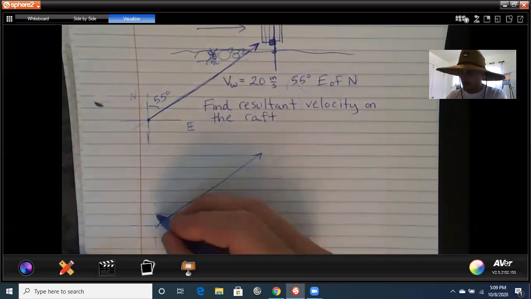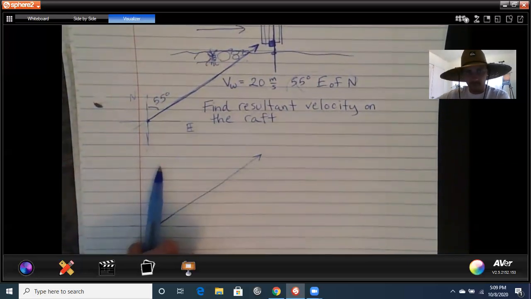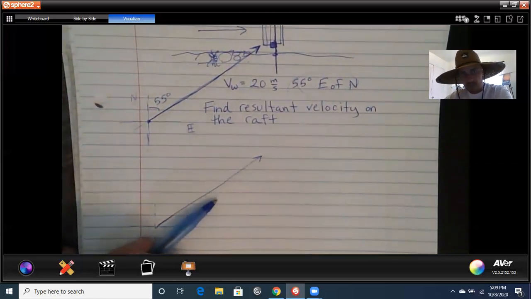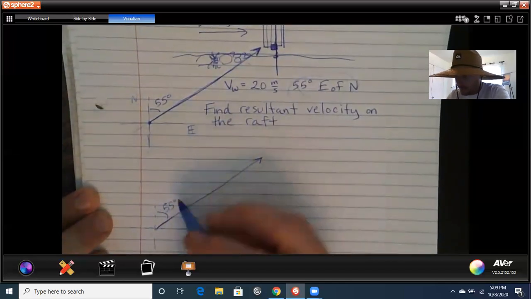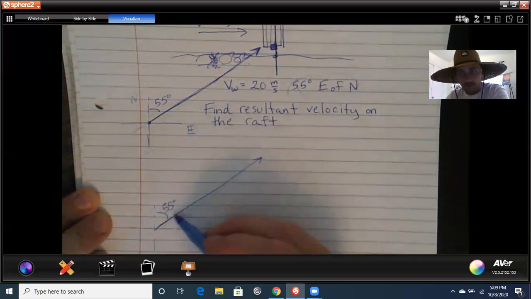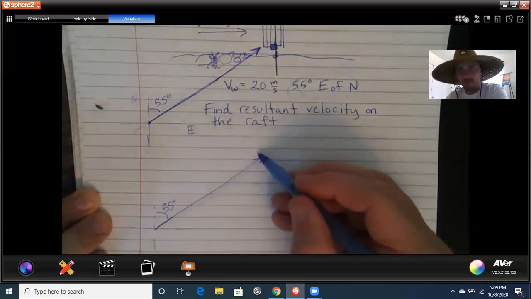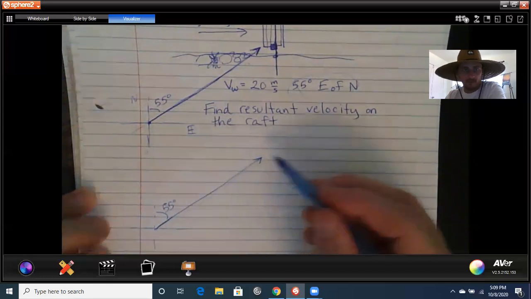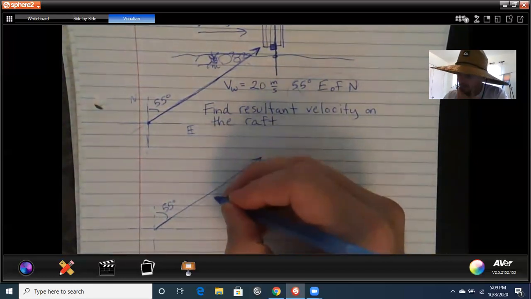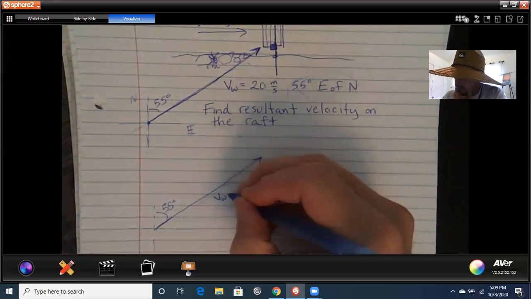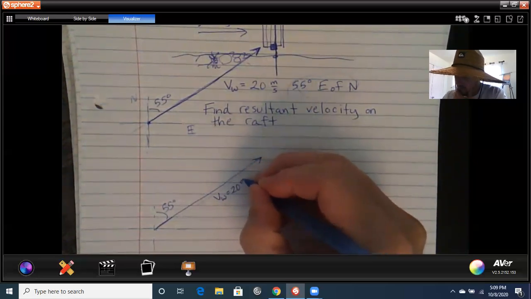Now, we already determined that we're of north and we swung to the east. And after we figured that angle out, 55 degrees, we went how far? We have a vector that's how big? 20 meters per second big. Like that, 20 meters per second. So that's the way our velocity is going. We're calling this guy v sub w, and that's 20 meters per second.